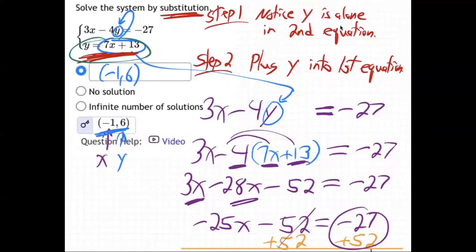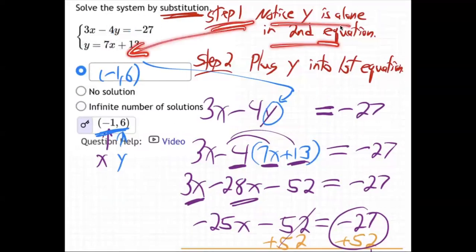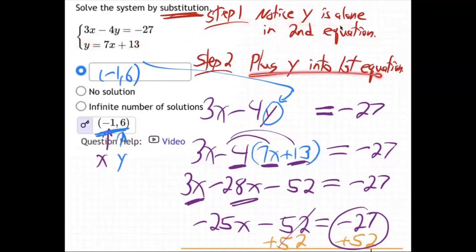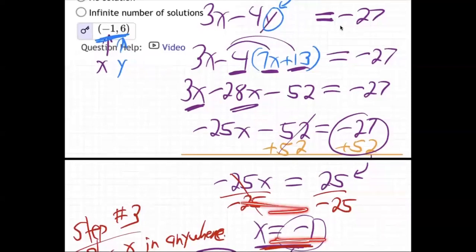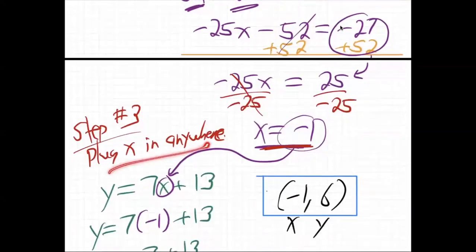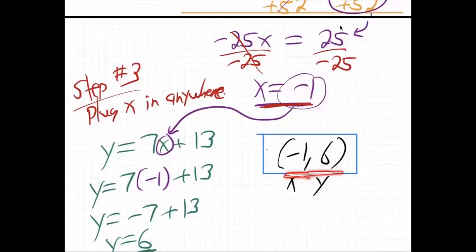By the way, let me recap real quick. So step one, notice that y is already alone in the second equation, right? Already got y alone. Plug that y into the first. So grab this, plug it into the first. We did all that here, and we got our answer for x. And then step three, plug that x in anywhere to get the other letter, y.